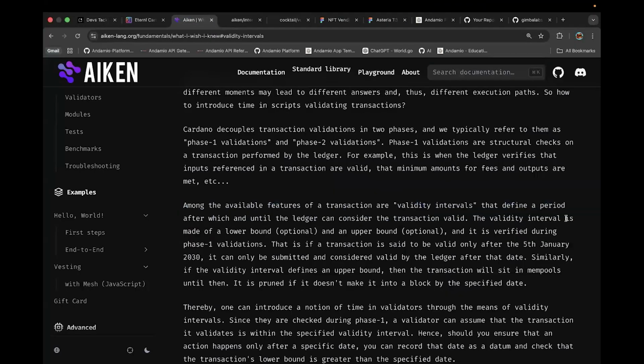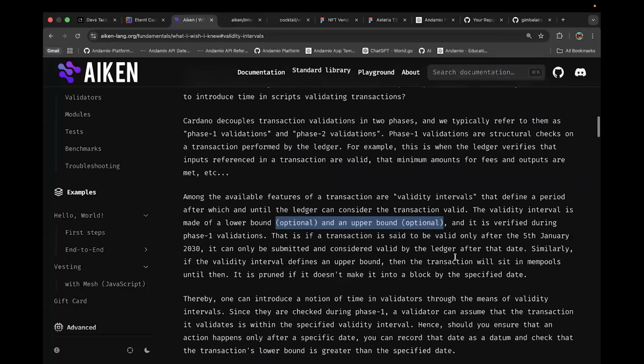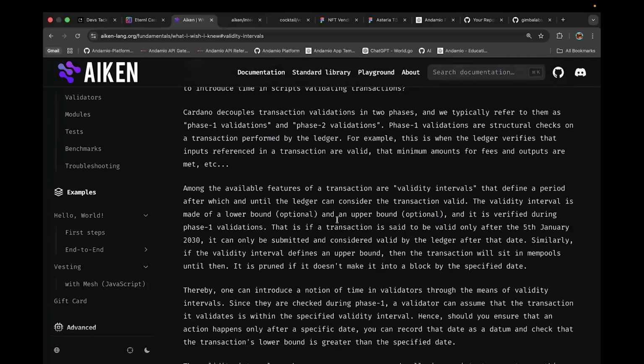The validity interval is made of an optional lower bound and an optional upper bound. When they say optional, they're basically saying if we don't put them, it becomes minus infinity and plus infinity. And it is verified during phase 1 validation. That is, if a transaction is said to be valid only after the 5th January 2030, it can only be submitted and considered valid by the ledger after that date.